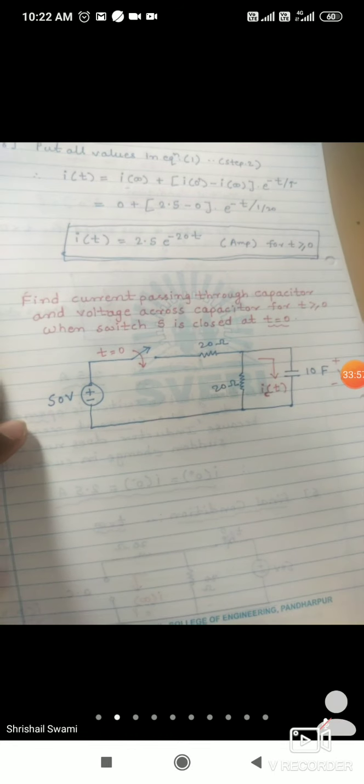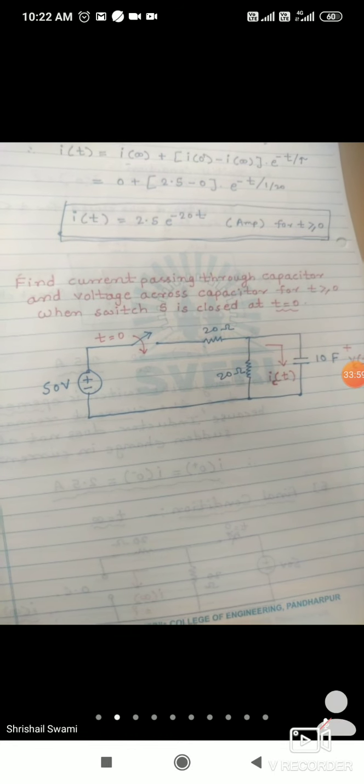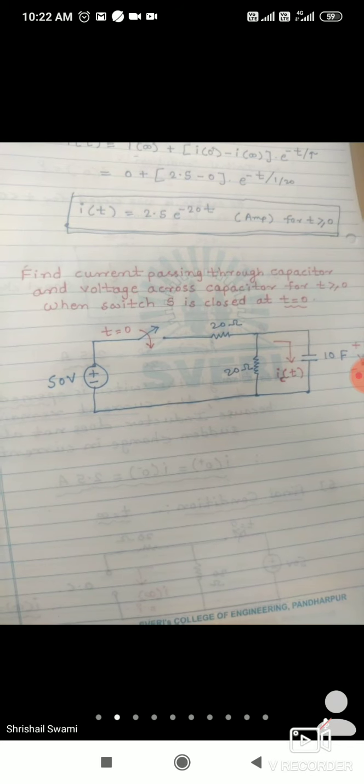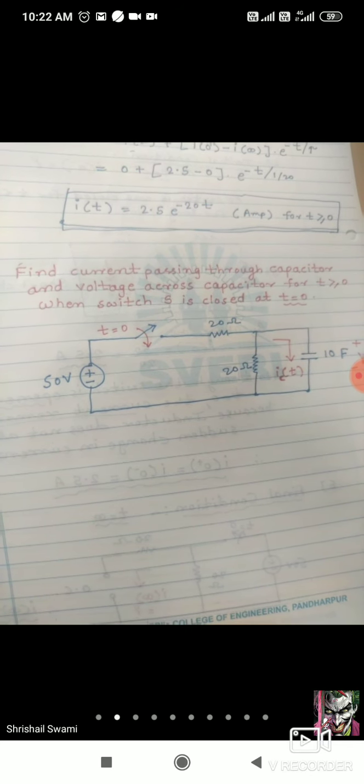So here first of all, according to the new condition, what is the new condition? The switch is closing at t equal to 0. So according to that condition you can write the equation. So the first 2 steps are over. Third step, find out the equivalent resistance, because multiple resistances are there.